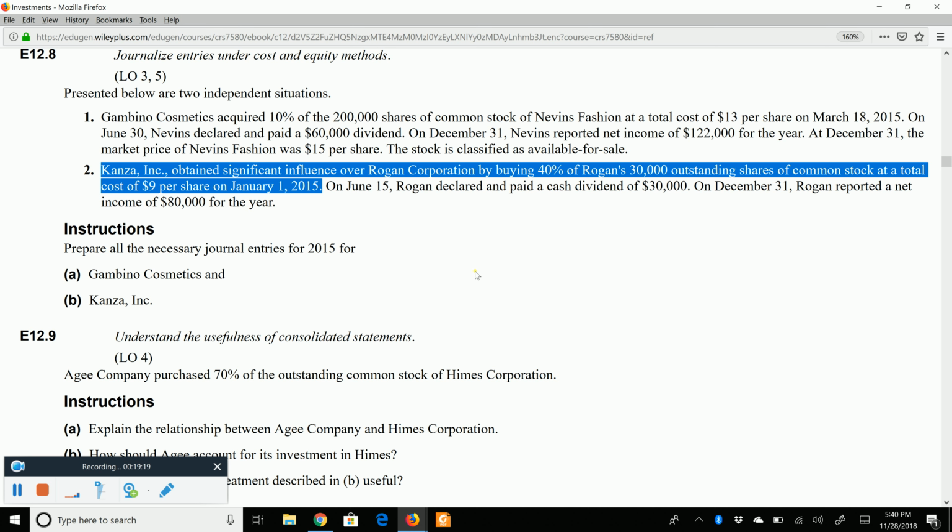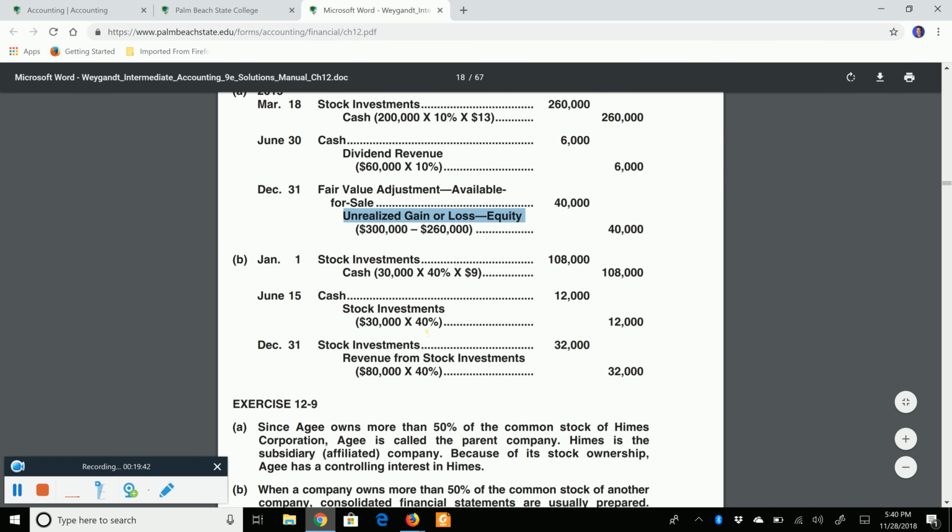That's where we would have consolidated. But we do have much more control than if we bought less than 20%. All right, and because we're in that 20 to 50% range, we are going to utilize what's known as the equity method to account for these transactions. So we bought 40% of the 30,000 shares. So if you do the math, 40% of 30,000, that's 12,000 shares. 12,000 shares times $9, that works out to 108,000.